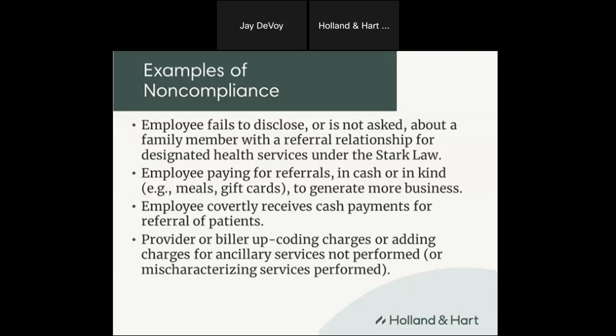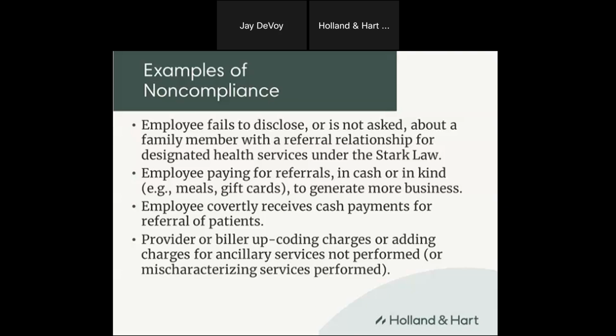So going into greater detail with those examples of noncompliance that can emerge, any one instance is something that could be corrected and likely wouldn't rise to the point that needs to be reported to the government or would be at risk of enforcement action by the government. But if these kind of issues happen systemically, if they're pervasive, it can represent a potential loss of hundreds of thousands or even millions of dollars. One example is an employee that fails to disclose or is not asked about a family member with a referral relationship for designated health services under Stark law.